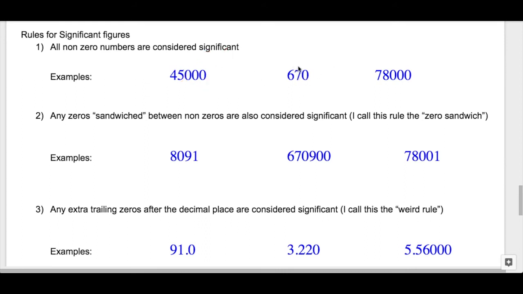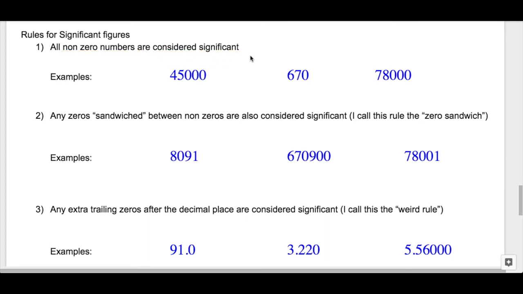Same with this example here. 2 non-zero, these are considered the only values that are significant, and that 0 there is a placeholder. So again, 2 sig figs. And in our final example here, the 7 and 8 are significant, and those zeros are placeholders. So again, 2 sig figs.